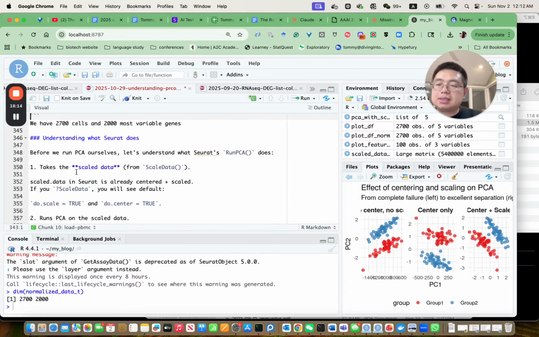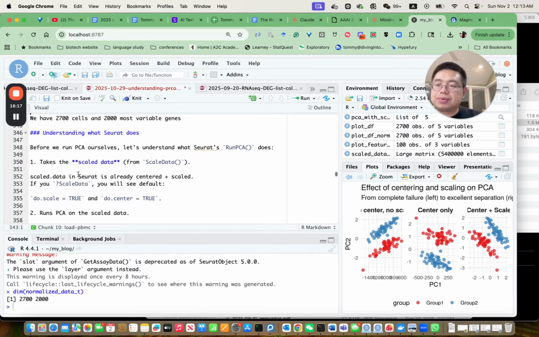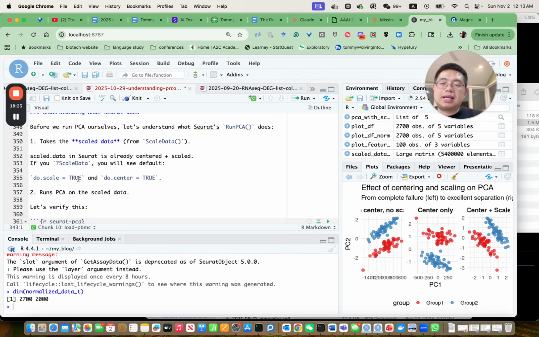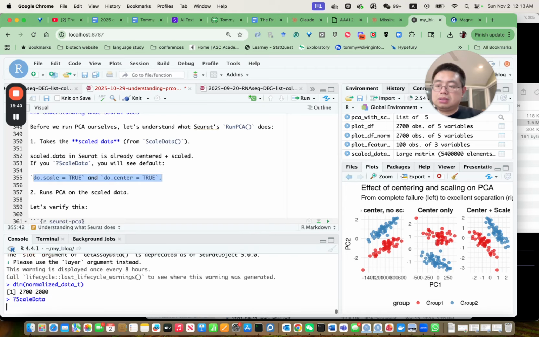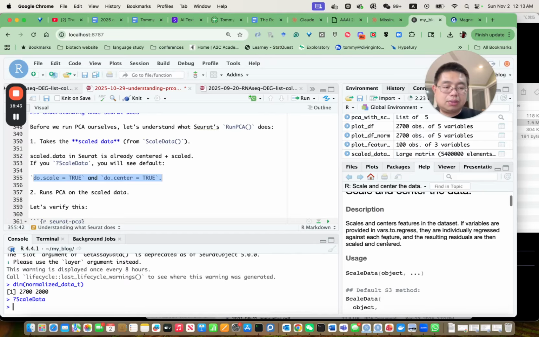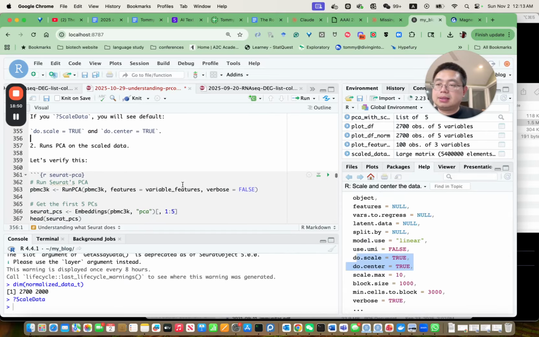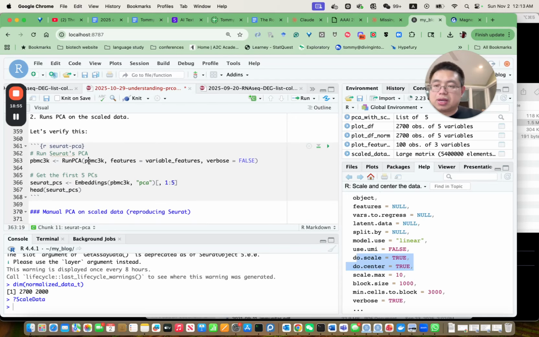Let's understand what Seurat does before we run PCA ourselves. Seurat takes the scaled data from the ScaleData function, and the scaled data in Seurat is already centered and scaled. If you do question mark ScaleData, you will see the default is both are TRUE. And if you look at the help, both are TRUE here. Then Seurat runs PCA on the scaled data. We can verify this using Seurat's wrapper here.